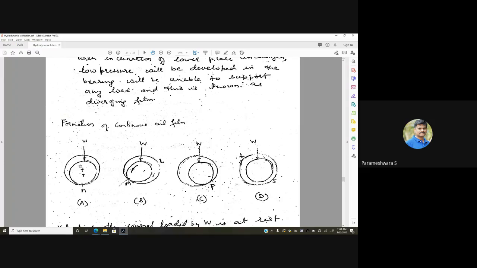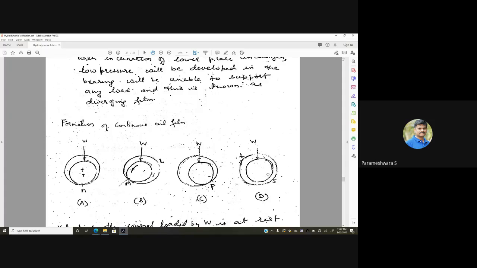The inner circle represents the journal, the outer ring represents the bearing block, and the gap is normally filled with lubricant. The journal carries the load W. Whatever load is to be transmitted is carried purely by the journal. In the second stage, as the journal starts rotating, the film can be divided into two portions, an upper portion and a lower portion. As the journal rotates further, these portions shift again, like a convergent and a divergent film.